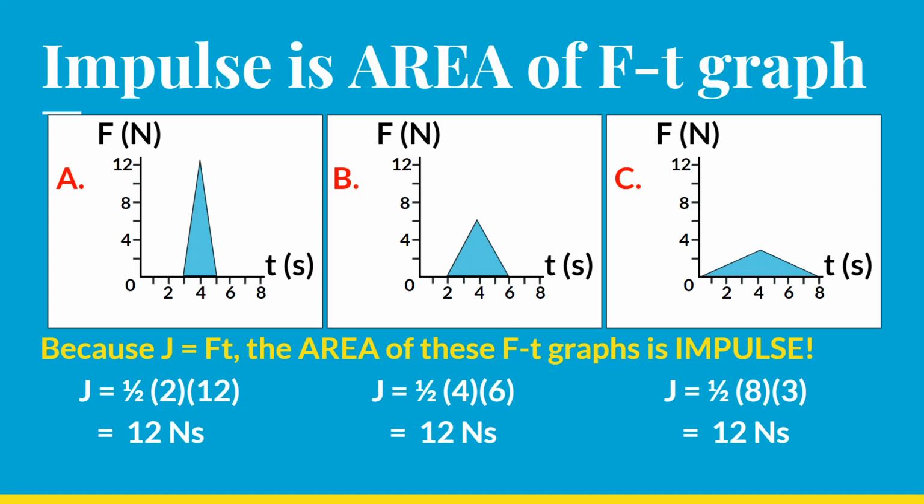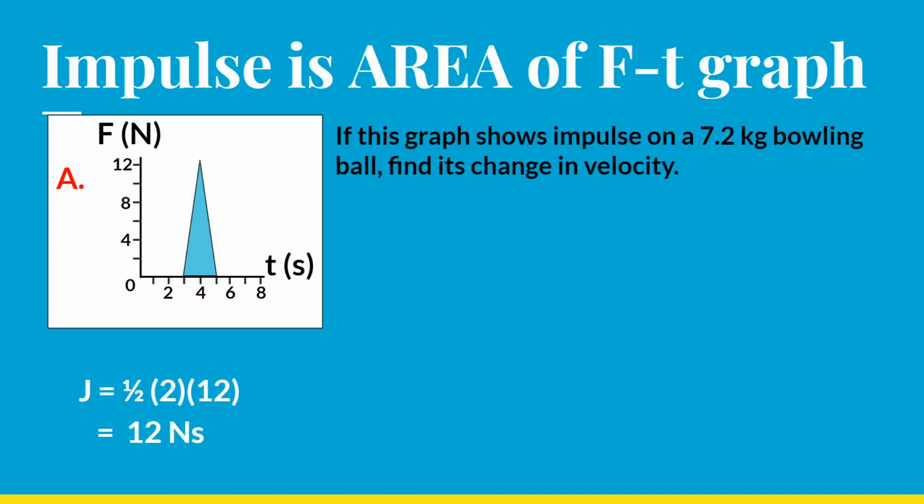Okay, so if you have a force time graph, find the area, that's your impulse. I could also ask you to do a calculation with that. And again, I already said this, but these all show equal impulses spread over different times. Let's look at a calculation with a graph like this. I'm going to assume now I'm not looking at a car crash because the numbers aren't right for that. I'm going to say this is a bowling ball. And it says if this graph shows the impulse on a 7.2 kilogram bowling ball, find its change in velocity.